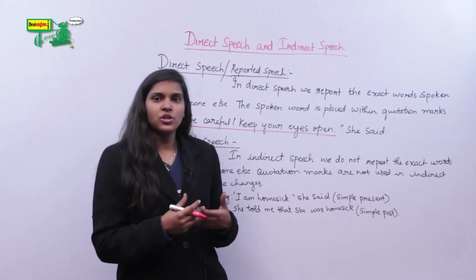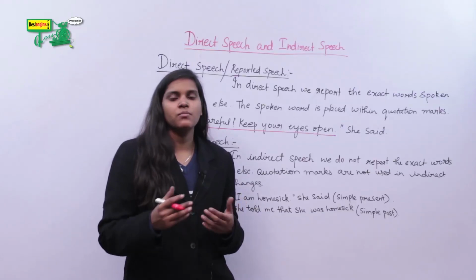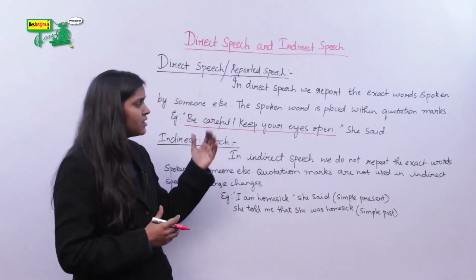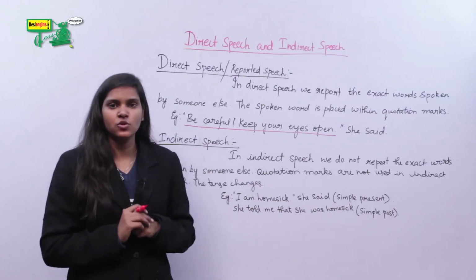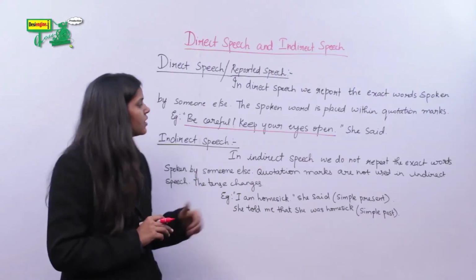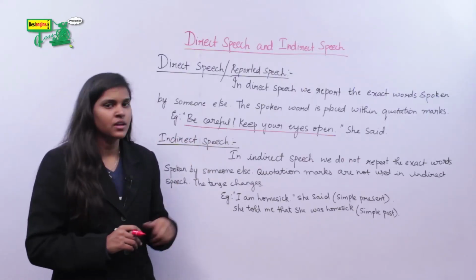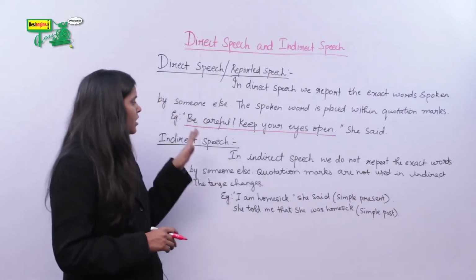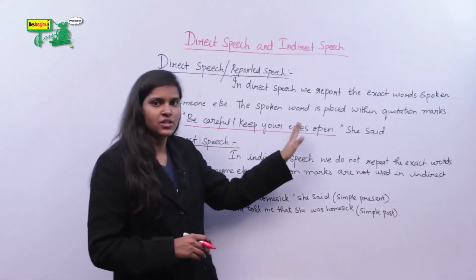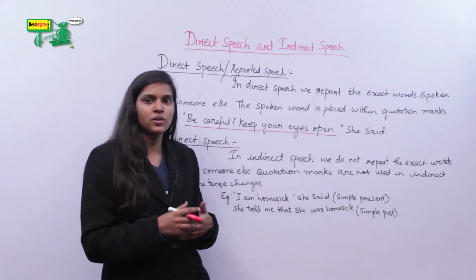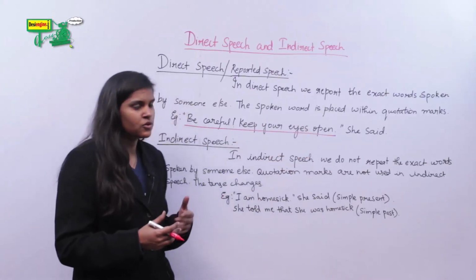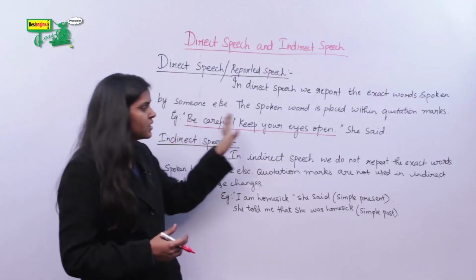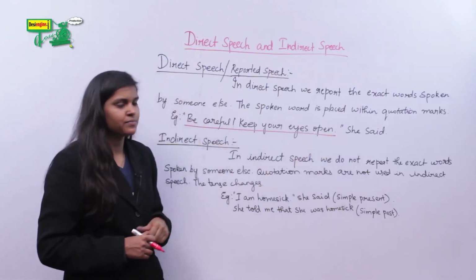In direct speech, we report the exact words spoken by someone else, and the spoken words are placed within quotation marks. For example, "Be careful. Keep your eyes open," she said. Here, be careful, keep your eyes open are the words spoken by someone else. Therefore, these are placed within double quotation marks.